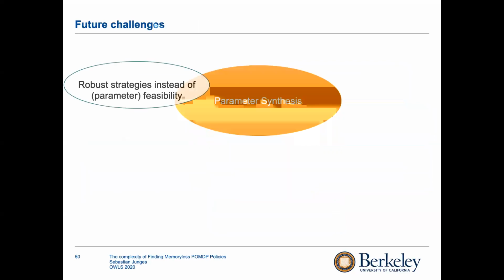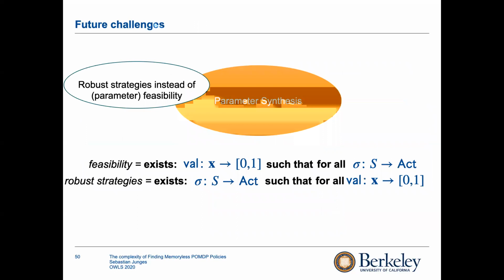To conclude, future challenges. I think that a really interesting question would be to look at robust strategies. We do have some complexity results on them, but it's not clear. So what is a robust strategy? Basically, you flip around the order of quantification, and we know that with one parameter, the robust version is already NP hard. And with multiple parameters, it's definitely somewhere co-ETR hard. So it's a different kind of problem, and it would be interesting to understand those problems better.